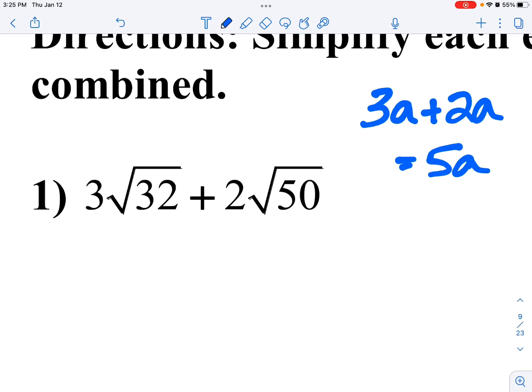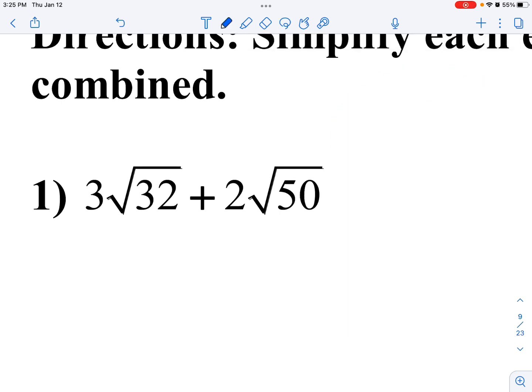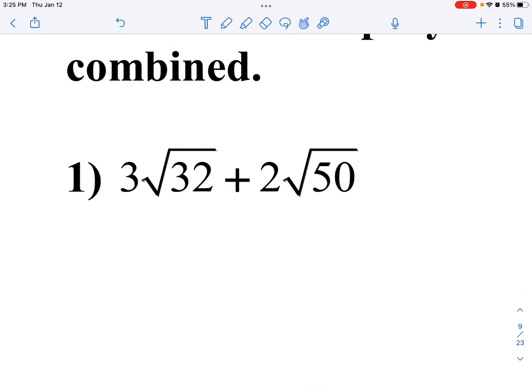3a plus 2a, that makes 5a. Also, if the radicals are the exact same, you can combine them just like that. So keep that idea in mind. Although it's not a's or x's, they're going to be radicals. But this is not the same radical as this one. 32 and 50 are different. So let's try and break them down and see if we can get them to be the same.